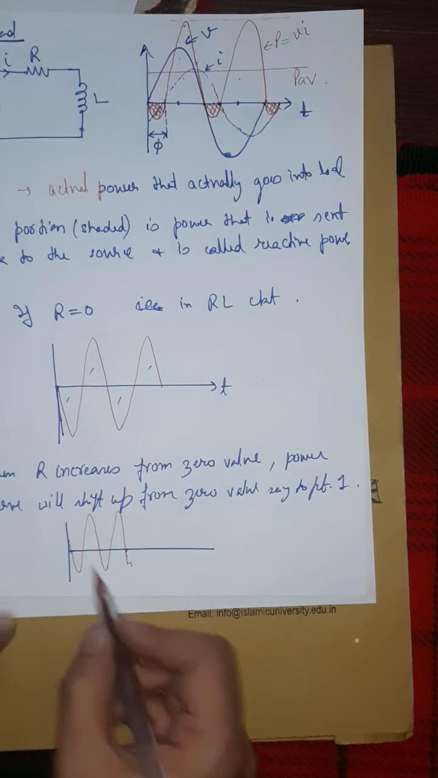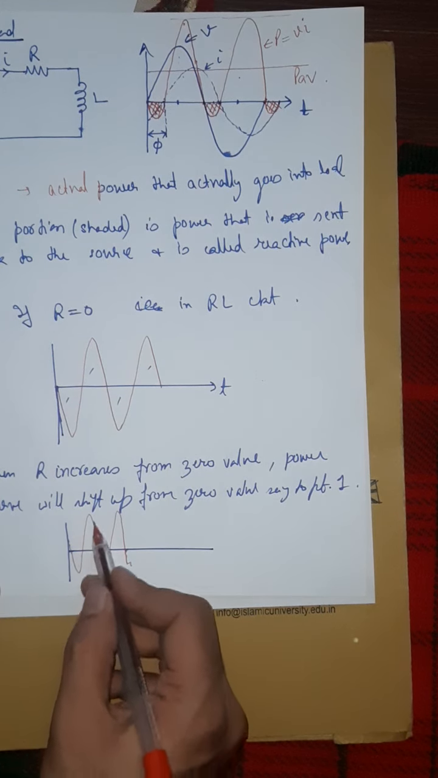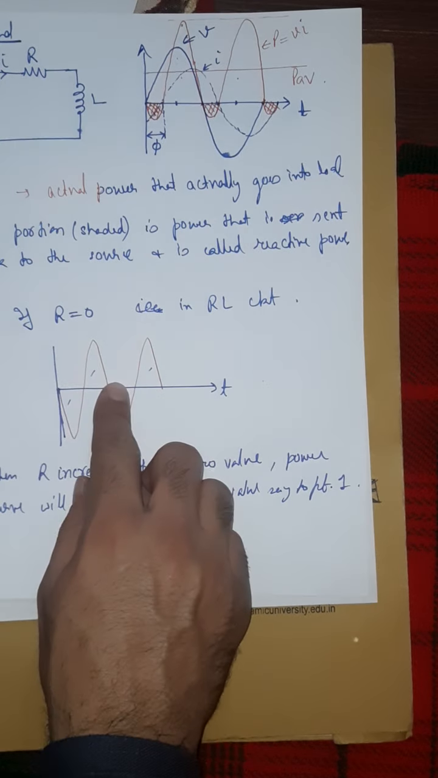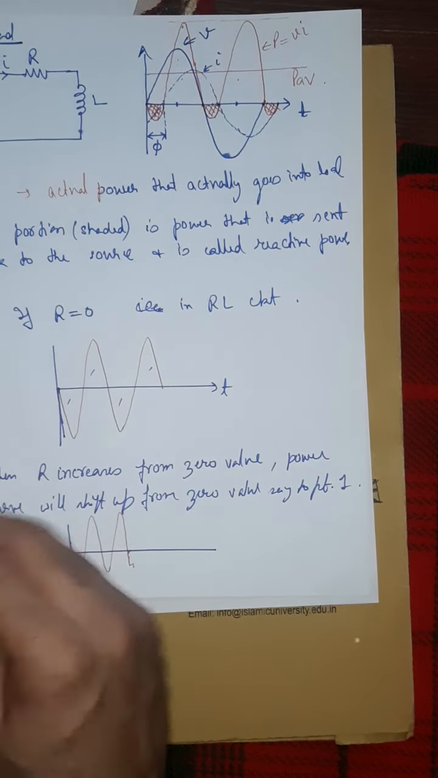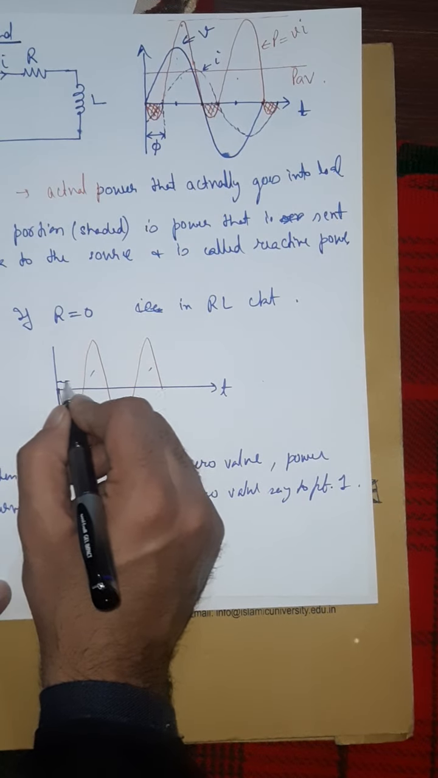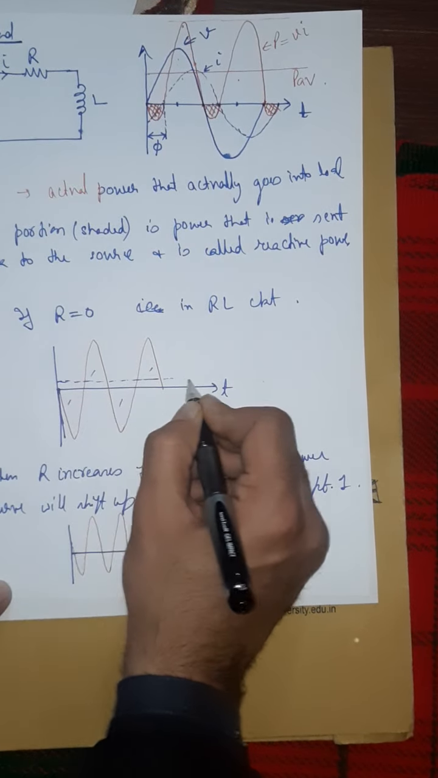Here you can see the negative area is less and the positive area is more. If I try to show it in this graph, how will I show it? I will show it like, say, this is 0.1.